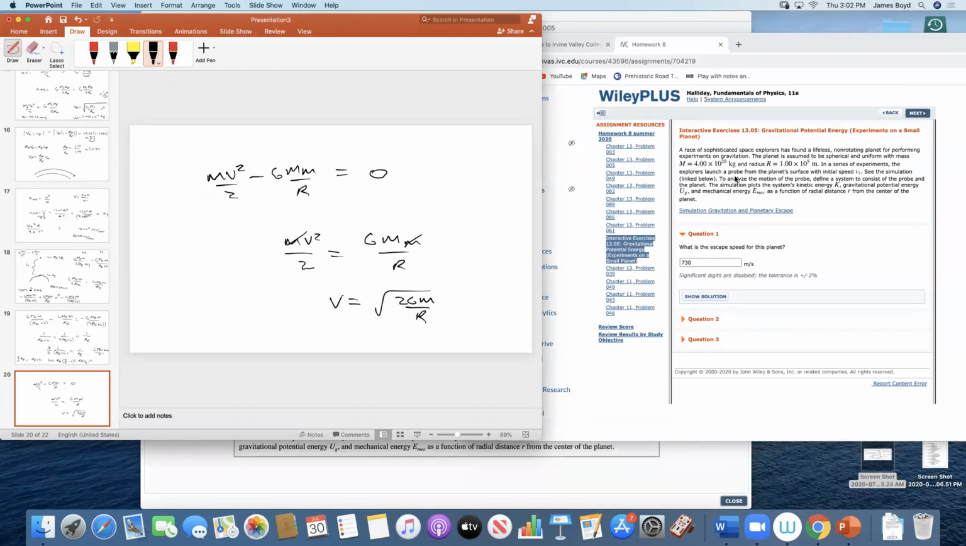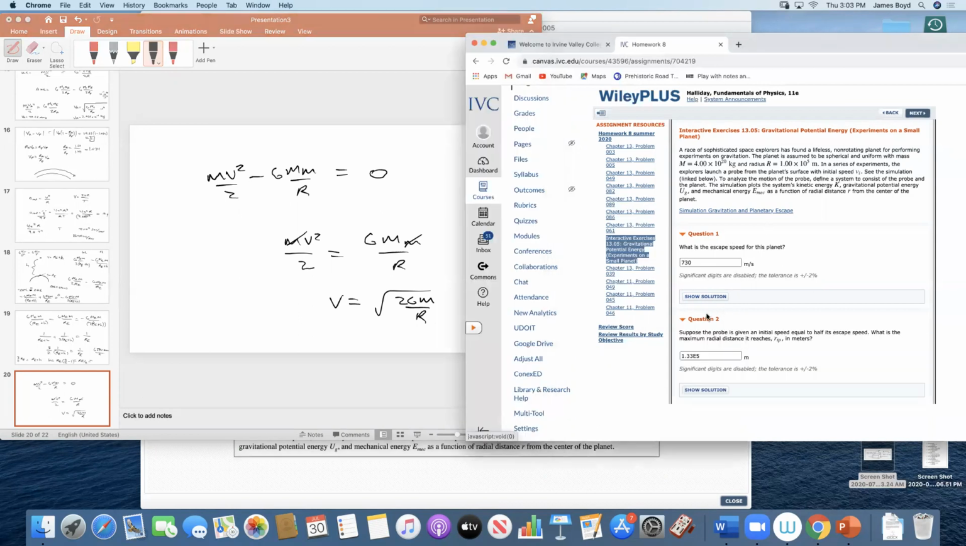Let me do that really fast. 2 times 6.67 times 4 times 10 to the 9th over 10 to the 5th is 10 to the 4th. So if I take the square root of this, I get times 10 to the 2nd, I get 730. Not too hard. The second question is, suppose the probe is given an initial speed equal to half its escape speed. What is the maximum distance it could reach?